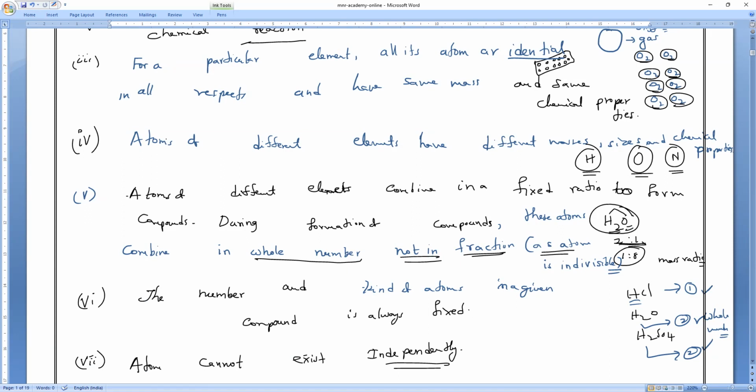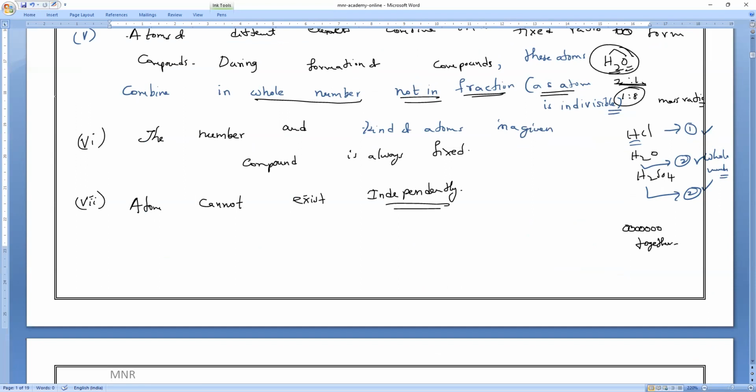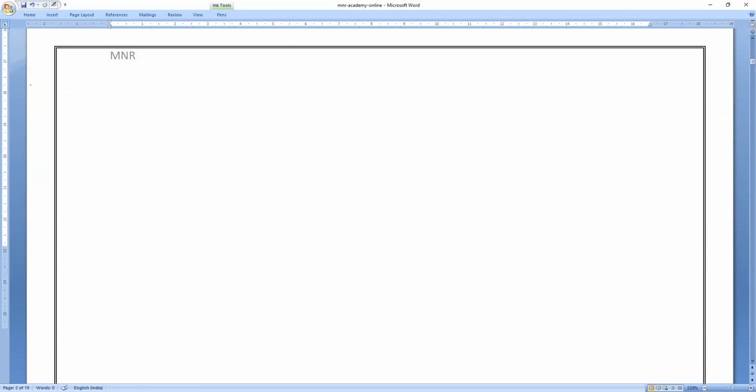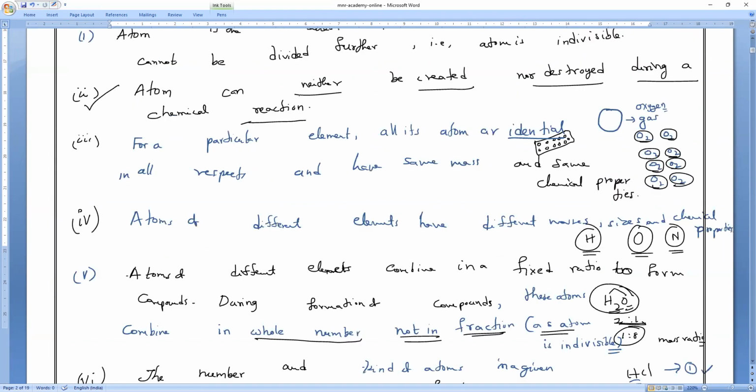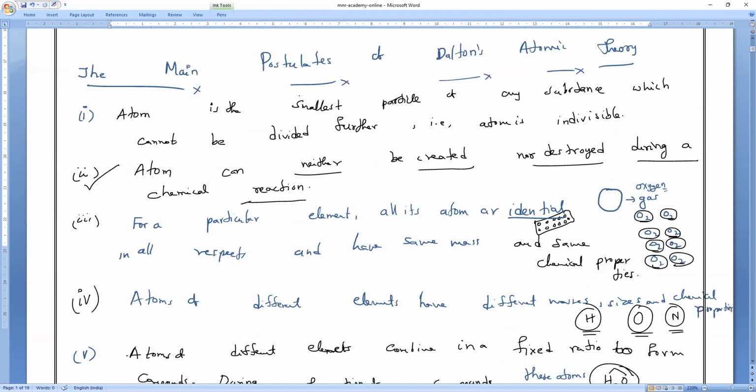According to Dalton's atomic theory, what is the smallest particle or smallest unit of any substance? Atom. Very good. Can these atoms be further divided? No, they cannot be divided. Am I right, everybody? So that is why he said atoms cannot be destroyed during a chemical reaction.